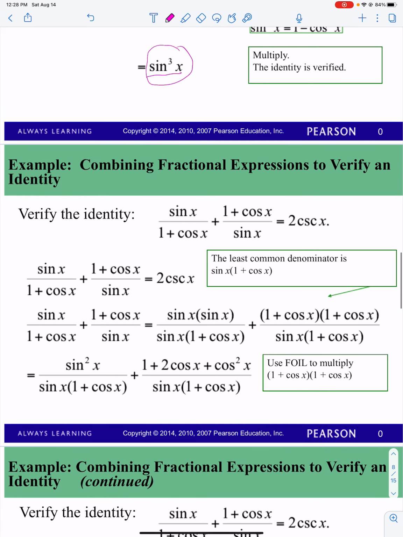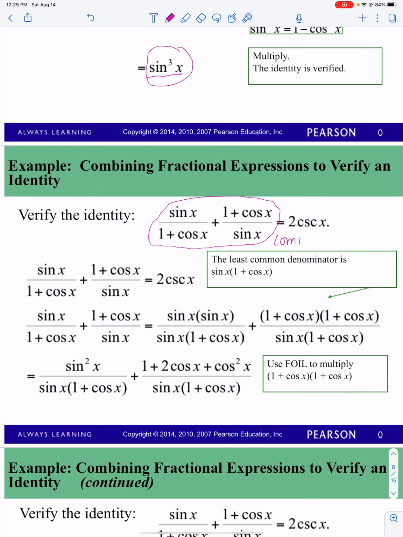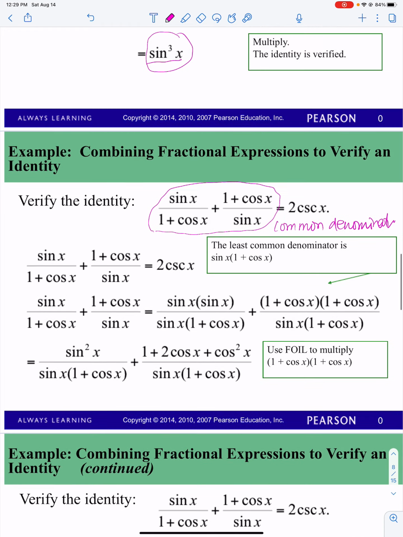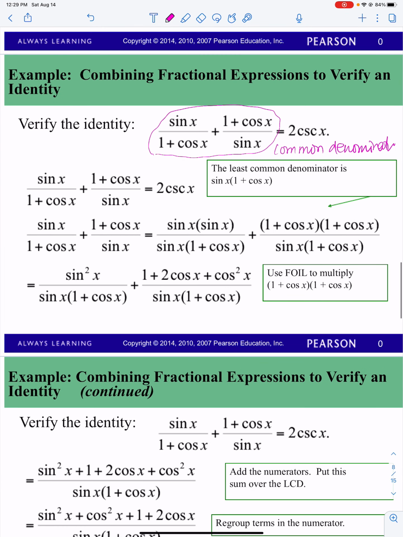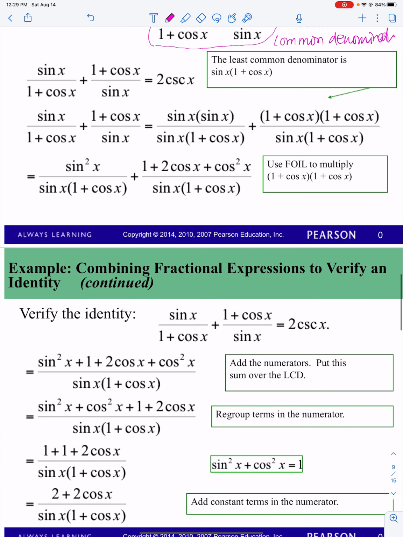Okay, and then you have this one. This one is when you have to add fractions. So what will you typically do? Find a common denominator for the fractions. So the common denominator is sine x times 1 minus cosine x. Yeah, so this is what you do. And then you can continue.